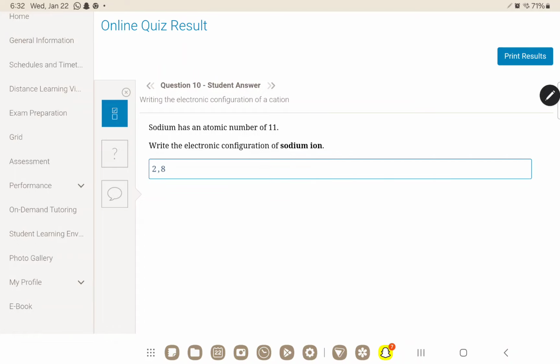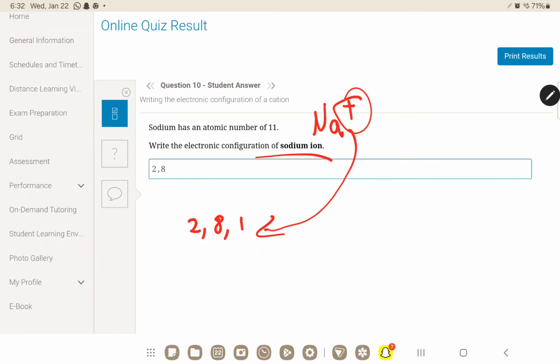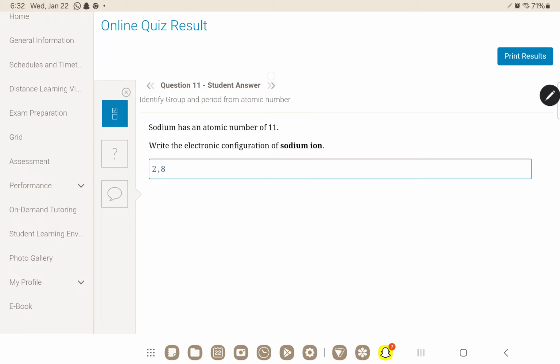Now let's move on. Again, same thing. Sodium is 11, so 2, then you have 8, that makes 10, and then you have 1. That's for a sodium atom. But for a sodium ion, we know that it is Na+. Since it is plus, you will take the last number and subtract 1 from it. Since it's plus 1, you minus 1. So you remove this. If it is minus 1, you add 1. But it's plus 1, so it's 2 and 8 again. And 2 and 8 is 10, which matches neon's atomic number. Now moving on.